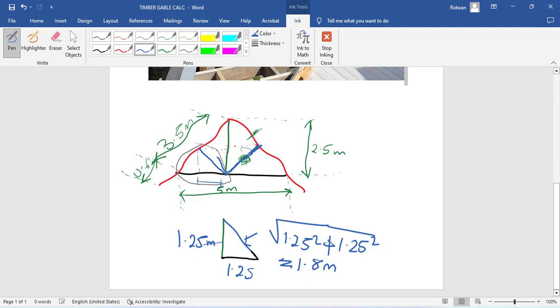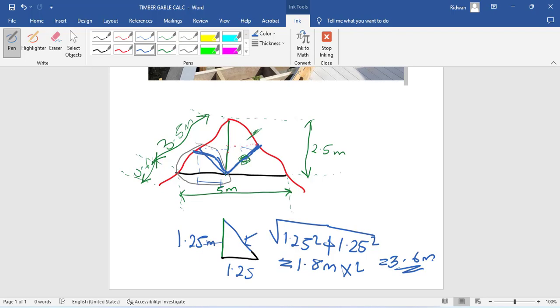Also, don't forget the length from here to here is also 1.8 meter. So we have two of that, right? So 1.8 times 2 will be equivalent to 3.6 meter. All right, so that is the length of the diagonal strut in one truss.